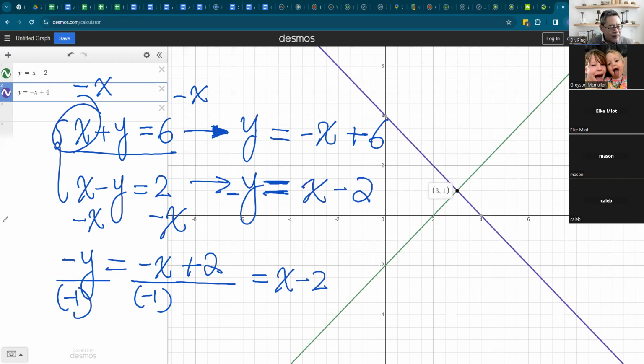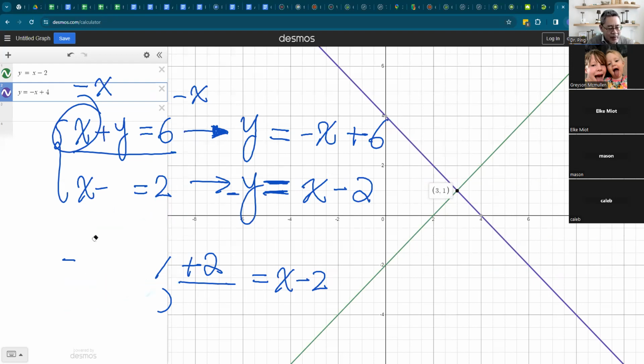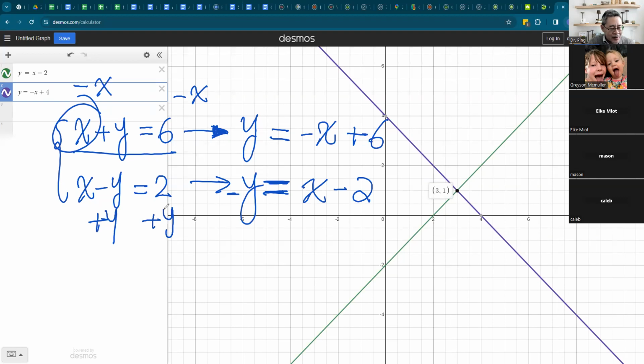Oh, okay. No problem. Or another way you could do to make life easier is we can plus y on both sides. As long as we follow the rules of algebra, we can do whatever we want. Then we got x equals 2 plus y, which is the same as 2 plus y equals x. Then we minus 2 on both sides. So therefore y is x minus 2.